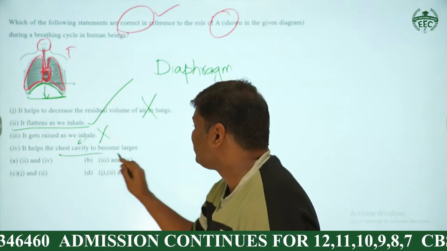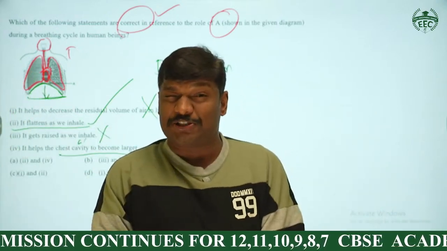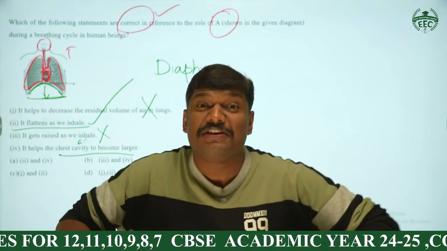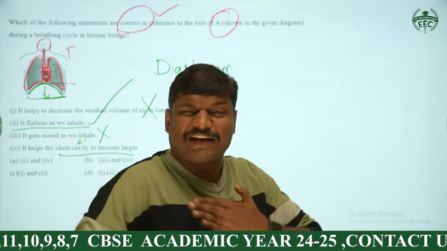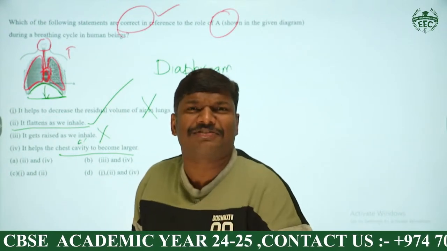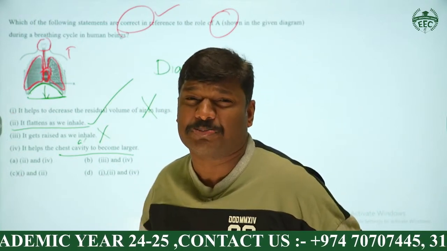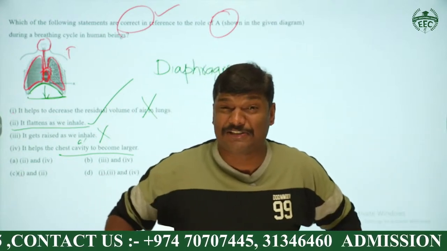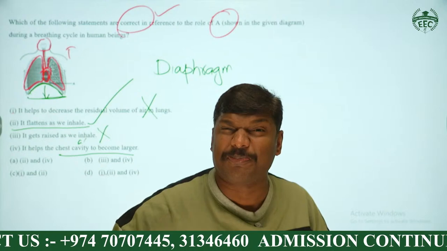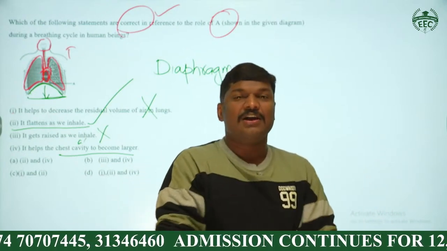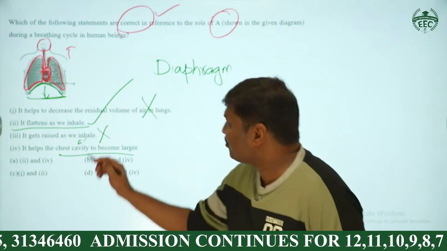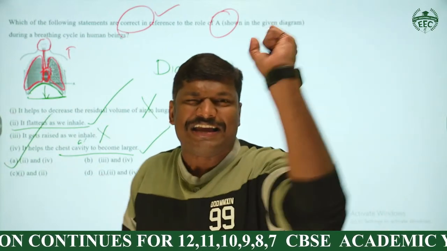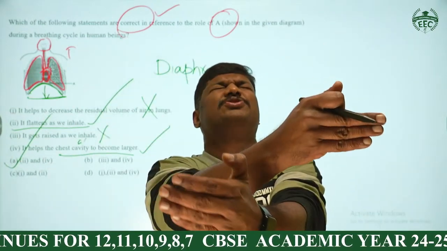It helps the chest cavity to become larger. The diaphragm is responsible for increasing the size of the chest cavity. And my dear students, I can increase the size of my chest cavity using the ribs and diaphragm. You know Usain Bolt, the world record sprinter, 9.58 seconds. He completed the 100 meter race. And he has the capacity to expand his chest cavity, because that much energy is required for his performance. So here it helps the chest cavity to become larger. So the second and fourth statements are correct. Means A is the right answer, my dear students.